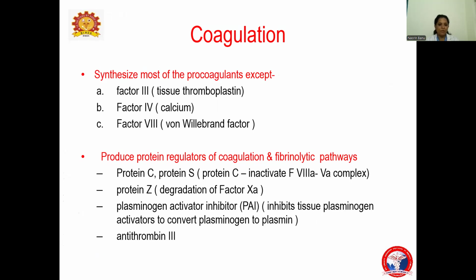The liver also produces protein regulators of the coagulation and fibrinolytic pathways, which are protein C and protein S. Protein C inactivates factor 8A and the complex formed between factor 8A and factor 9A. Protein Z causes the degradation of factor 10A. Plasminogen activator inhibitor, PAI, inhibits tissue plasminogen activators from converting plasminogen to plasmin. Another protein regulator is antithrombin 3.